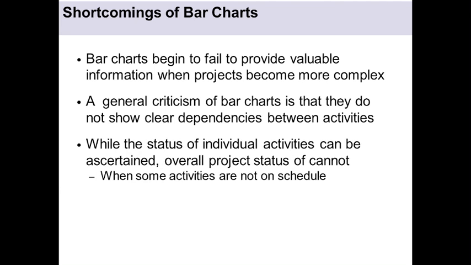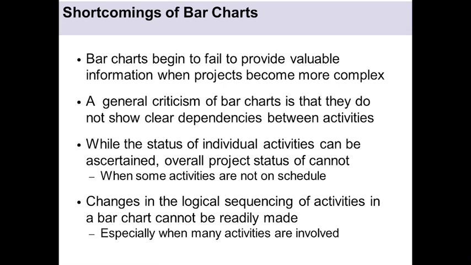It only shows the time axis and the number of activities. Their dependencies are not presented using the bar chart. A bar chart is not good at representing the interrelationship between activities. While the status of the individual activities can be ascertained, overall project status cannot. You can find the status of an individual activity, but the whole project cannot be ascertained when some activities are not on schedule. This is also a limitation.